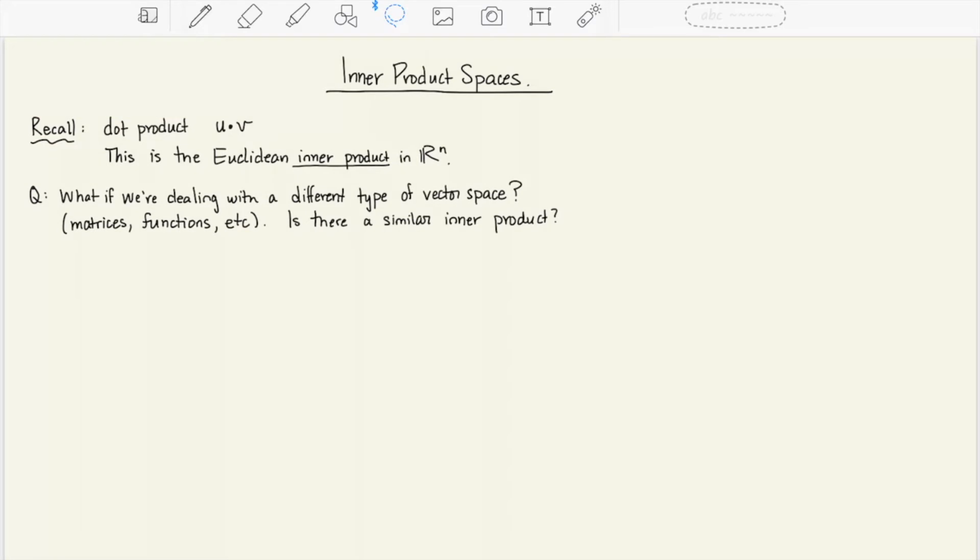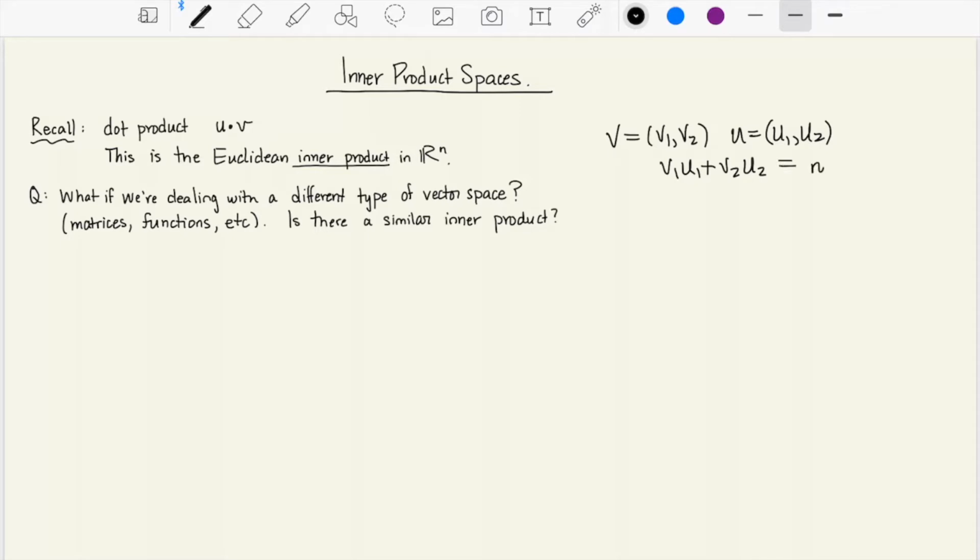So let's remember some things about the dot product in Rn. This is the Euclidean inner product. If you have a vector v, and it's v1, v2, and you have a vector u, and that's u1, u2, our dot product is defined by taking v1 u1 plus v2 u2, and then you add these together and you just get a number. That's how we usually define dot product.